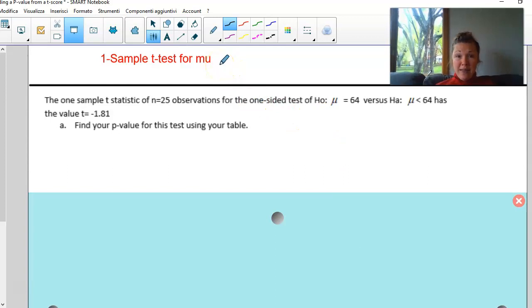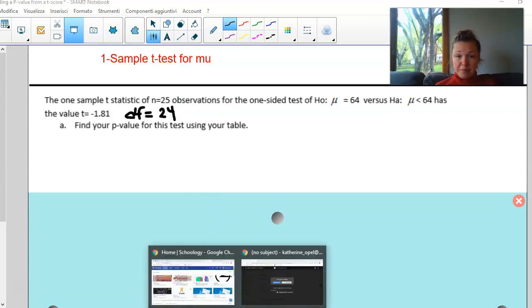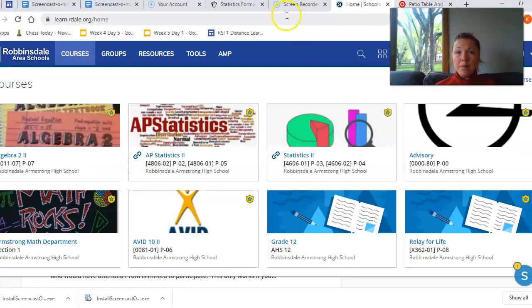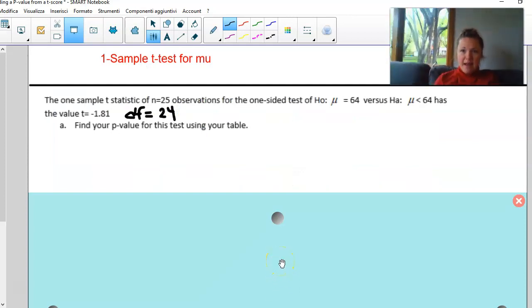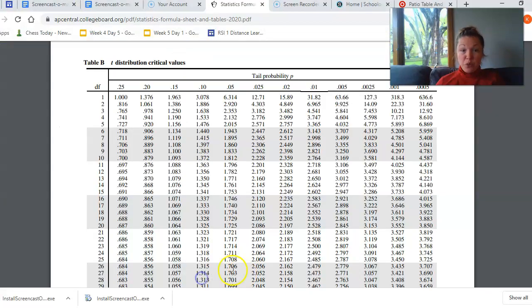So this was the last step of the do step from the video before. Let's quickly go through it again. We know our t. Our degrees of freedom are always one less than the sample size, so that's 24. Now I'm going to go to my table, to 24 degrees of freedom. The t was negative 1.81, so I scroll over to negative 1.81.